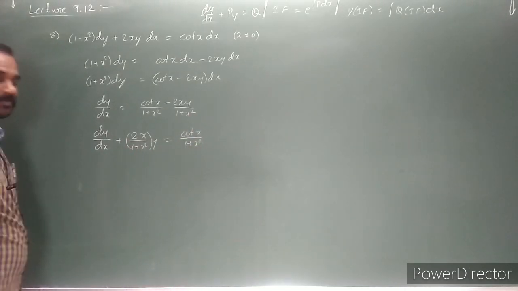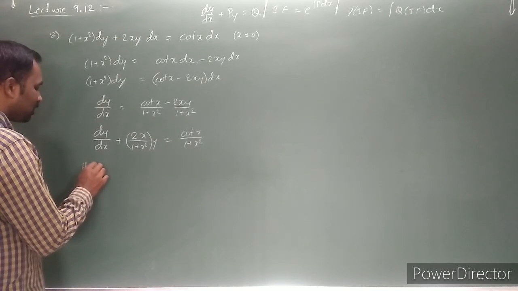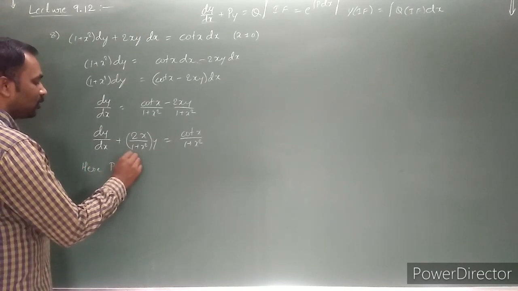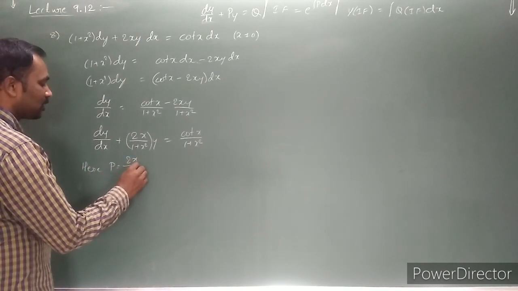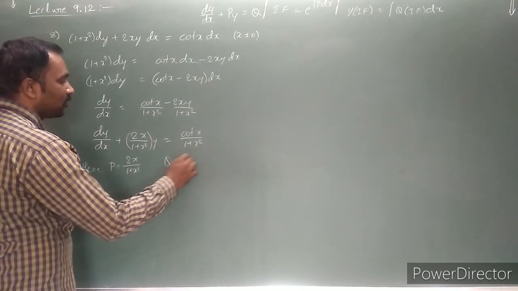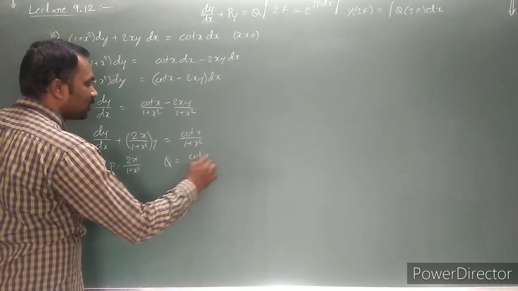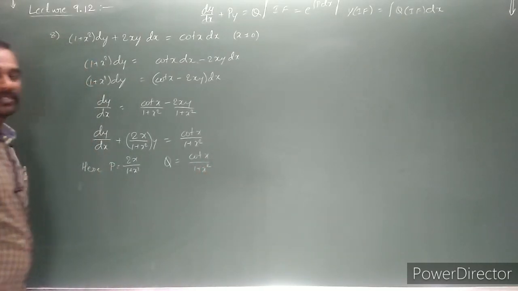Okay, now proceed. Here P is equal to 2x divided by (1 + x²), and Q is equal to cot x divided by (1 + x²).